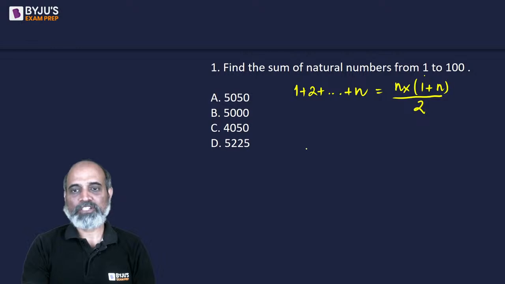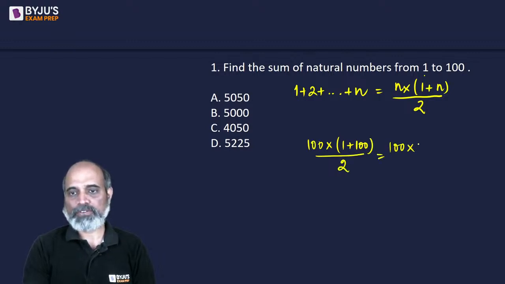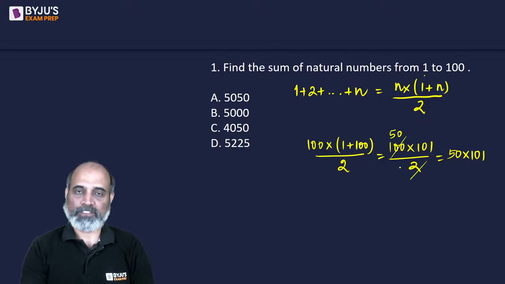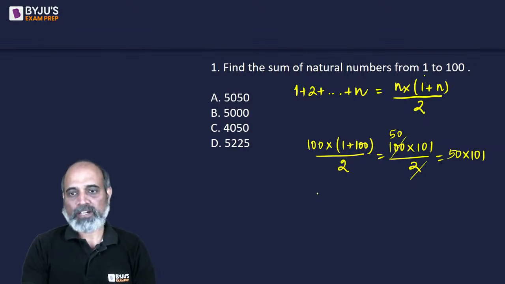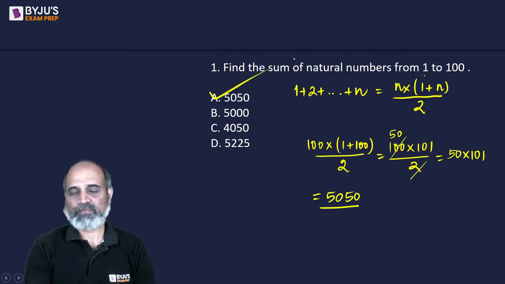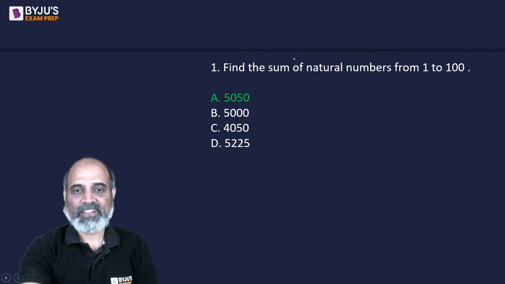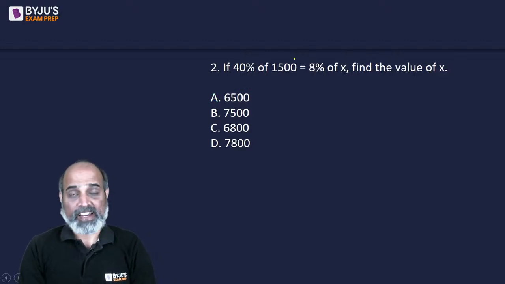So the sum of 1 to 100 is going to be 100, n being 100, into 1 plus 100, whole divided by 2. So this becomes 100 into 101 whole divided by 2. So this results in 50 into 101. What I did, I got rid of 2 with 100, so 100 becomes 50 and 2 becomes 1. So 50 into 101 will result in 5050. Option A. Great.